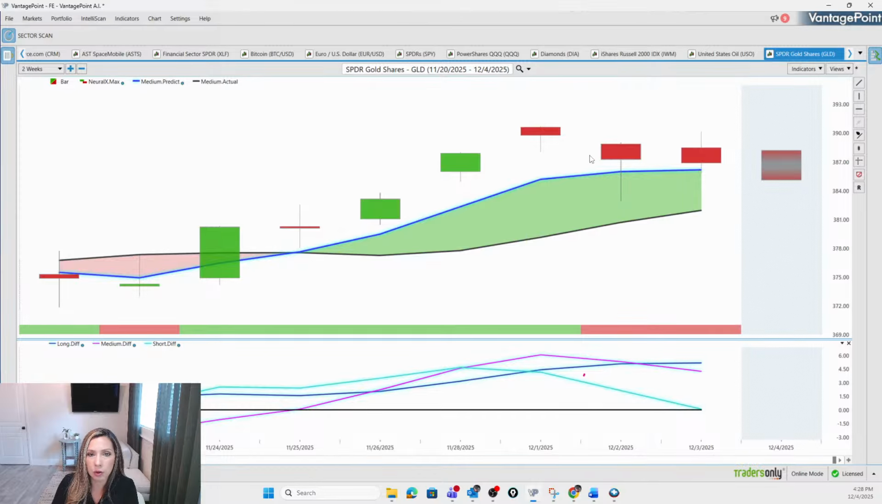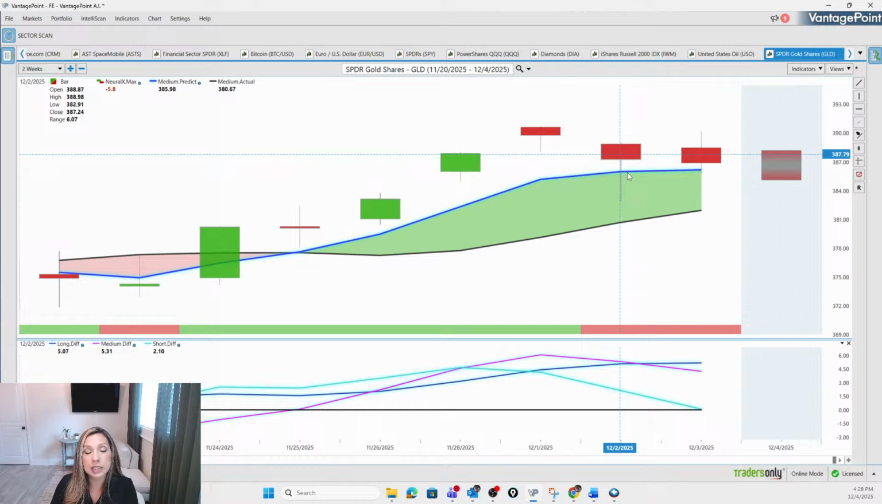A couple of days ago, we actually saw this starting to happen. So we saw the short-term difference starting to come down, the medium-term difference starting to come down, and the neural index. Neural index is a 2-day predictor of price, right? So when we see that neural index, we would be maybe slightly cautious. That does not mean get out of the trend, guys.